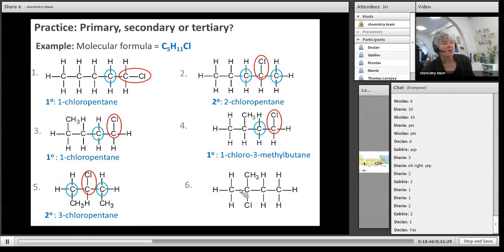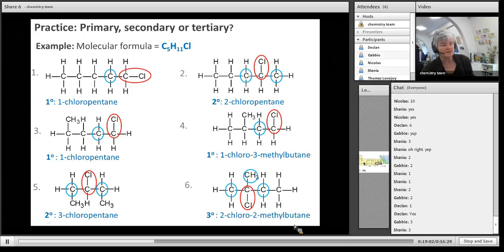Okay, right, and the last one, is this primary, secondary, or tertiary? So you focus always on, yep, well done. So there's my functional group and the carbon that it's attached to, and I've got 1, 2, 3 carbons bonded to it, so this is a tertiary.